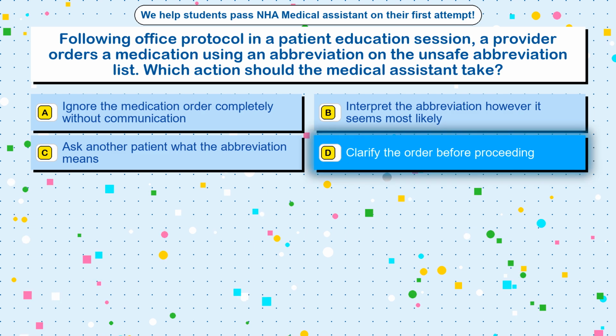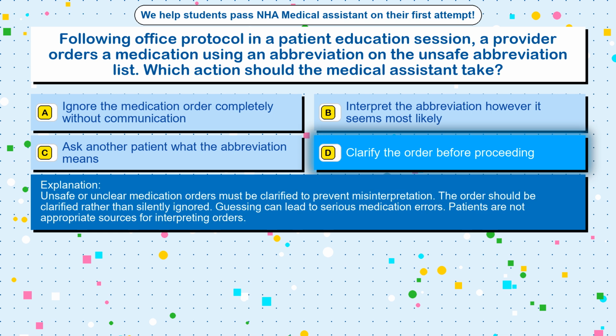The correct answer is option D, clarify the order before proceeding. Unsafe or unclear medication orders must be clarified to prevent misinterpretation. The order should be clarified rather than silently ignored. Guessing can lead to serious medication errors. Patients are not appropriate sources for interpreting orders.